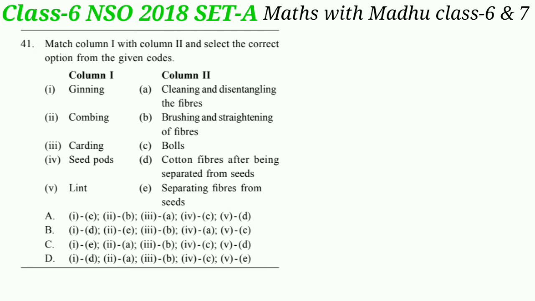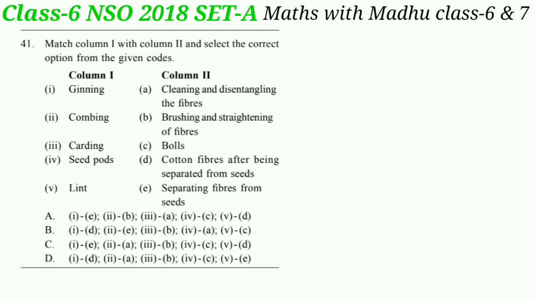The correct answer will be option A, I-E. Ginning is the process of separating fibers from seeds. 2I is combing. This is brushing and straightening of fibers. Now 3I, carding. Carding is the process of cleaning and detangling of fibers.